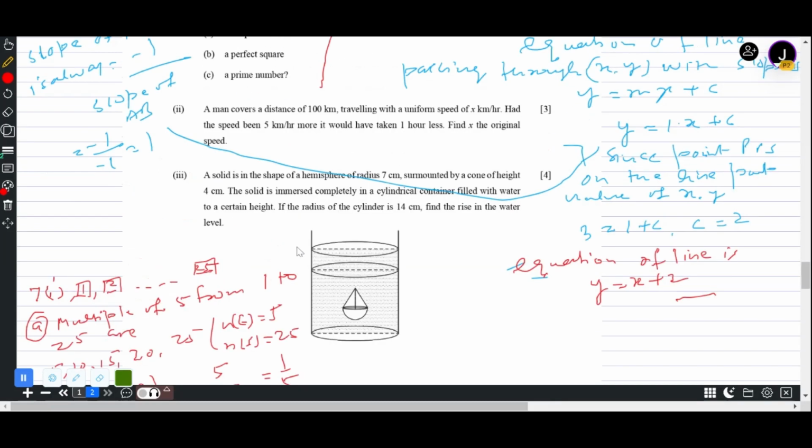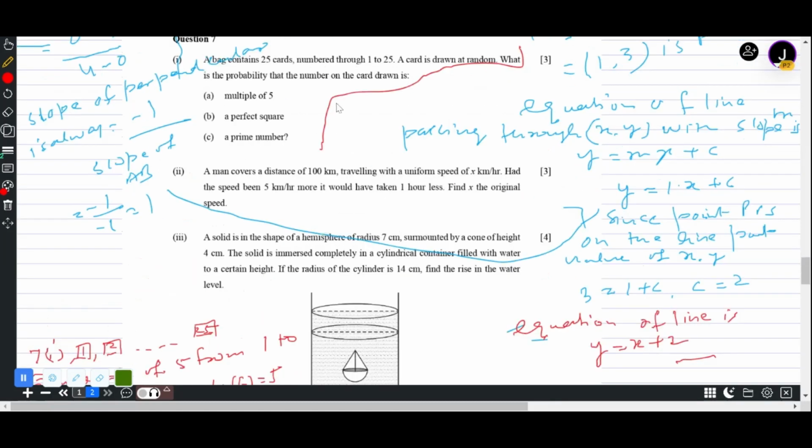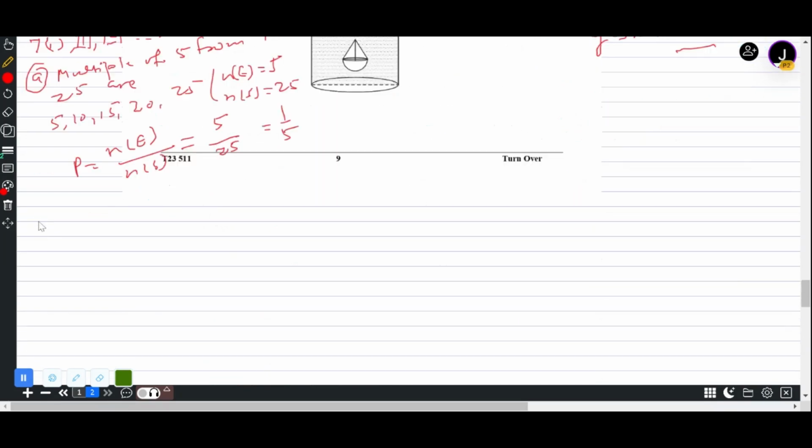Third one is a prime number. Which are the prime numbers from 1 to 25? You know what a prime number is? A prime number is a number which has exactly two factors: 1 and the number itself, because every number is divisible by 1 and itself. So the first prime number is 2, and in fact 2 is the only prime number which is even.